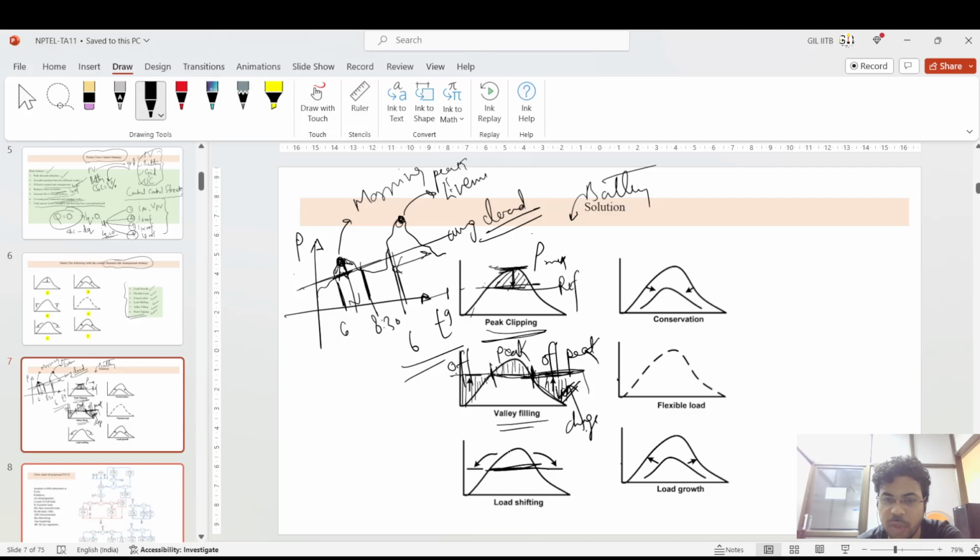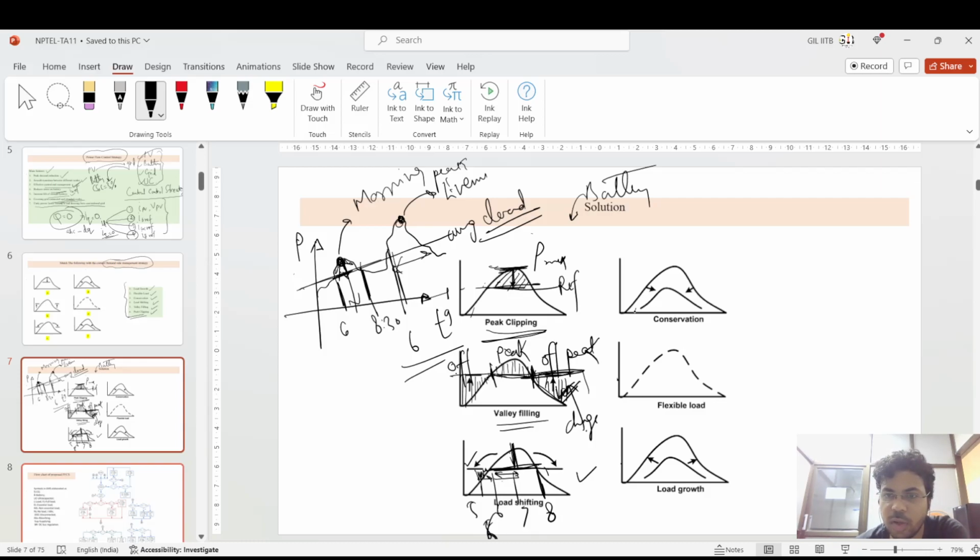And the third is load shifting. Suppose there is a peak here, so you should shift this load. Suppose this is from 6 to 7 and 7 to 8, so you should shift the load from the 6 to 7 duration to 5 to 6, so that you can fill the gap and also reduce the peak. This is a kind of load shifting.